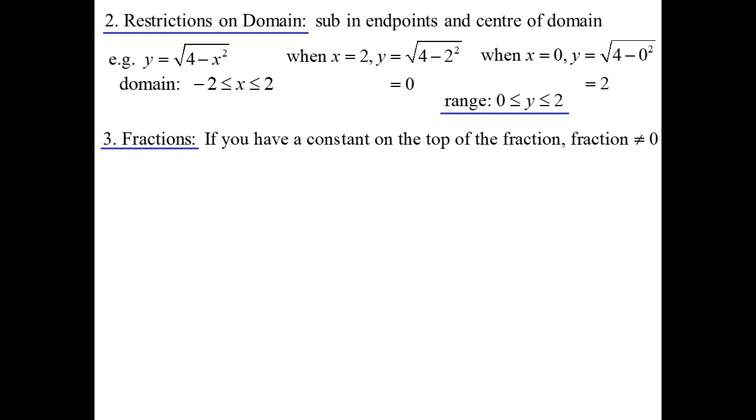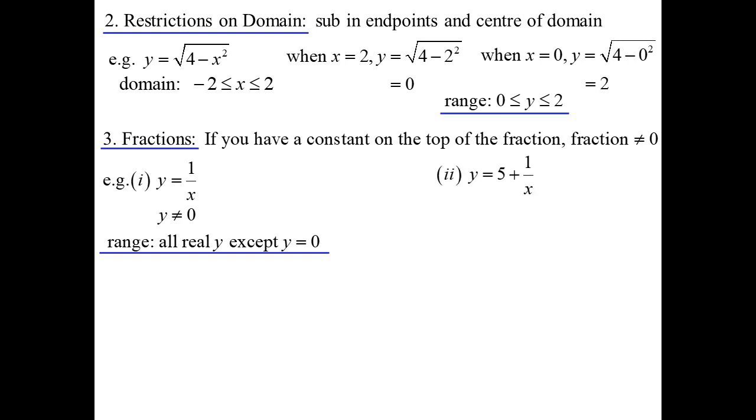Fractions. What about fractions? If you've got a constant on the top of a fraction, then it would be impossible for that fraction to equal 0. Impossible. So therefore, when I see something like this, y equals 1 on x, I know that y can't equal 0. Impossible for that fraction to equal 0. So the range, therefore, is all real y, except y can't equal 0. There's no way it can equal 0.